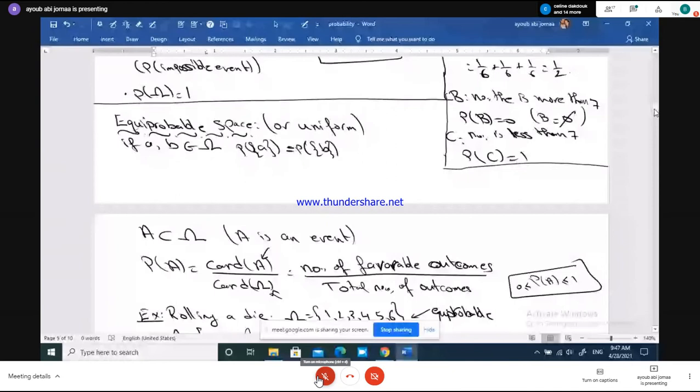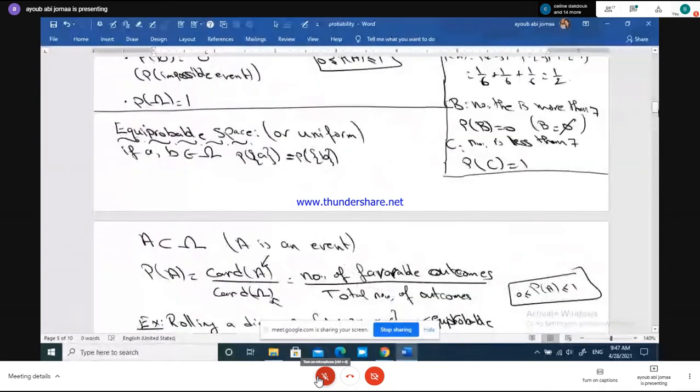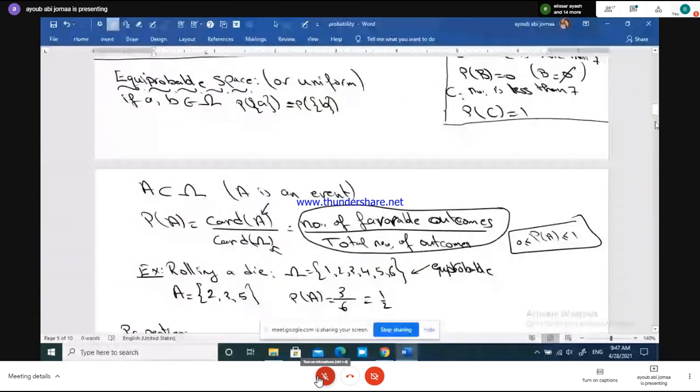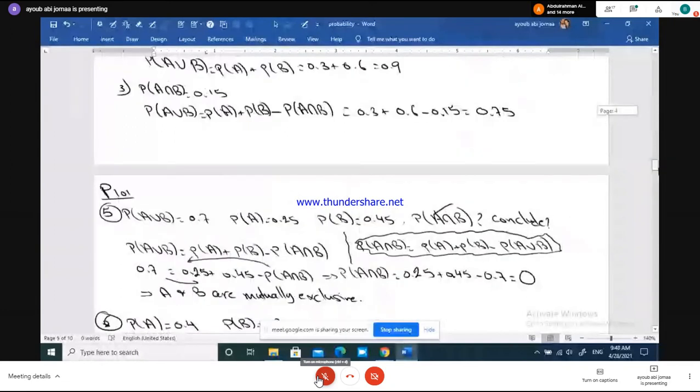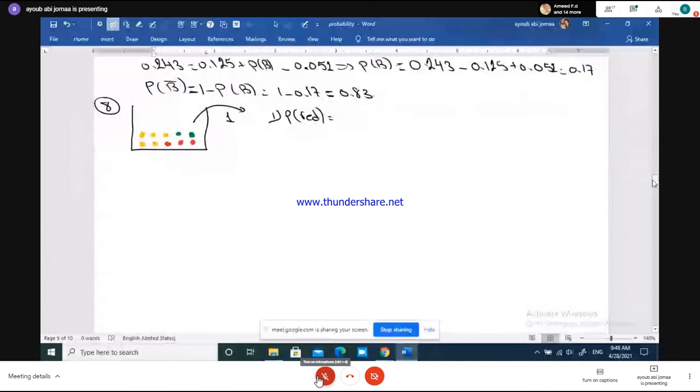Meaning here, it is the number of favorable outcomes over the total number of outcomes. So here when I say probability of red, it is the number of red marbles over the total number of marbles. Number of red, we have 3. Over the total, we have 10. So the answer is 0.3.